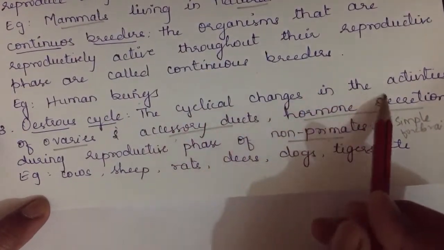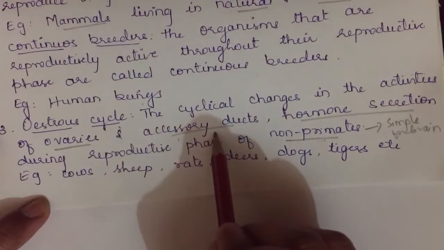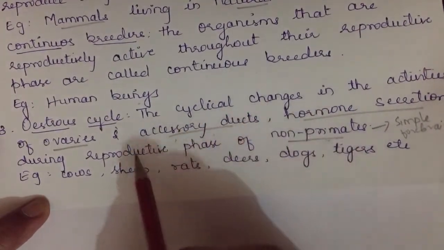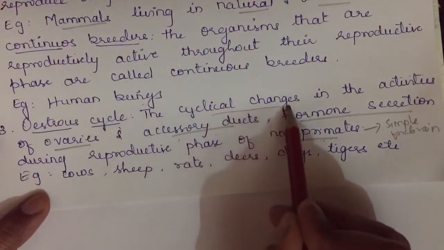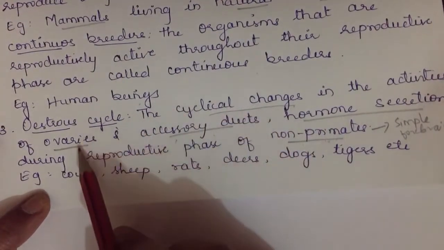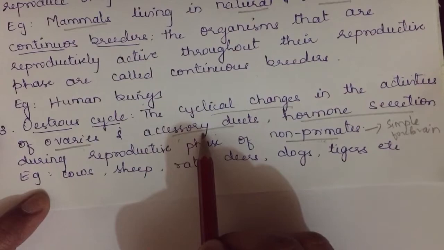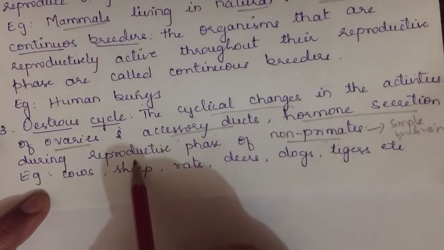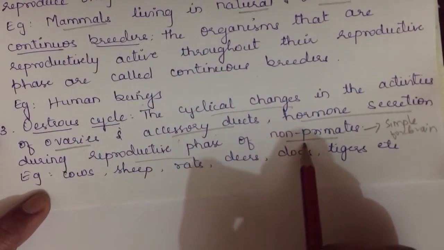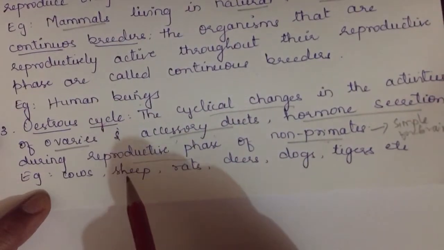The cyclical changes in the activities of ovary, accessory ducts and hormone secretion during reproductive phase of non-primates. The changes which are undergoing in the reproductive organ of a female and hormone secretion during reproductive phase of non-primates, for that we call it as estrous cycle.